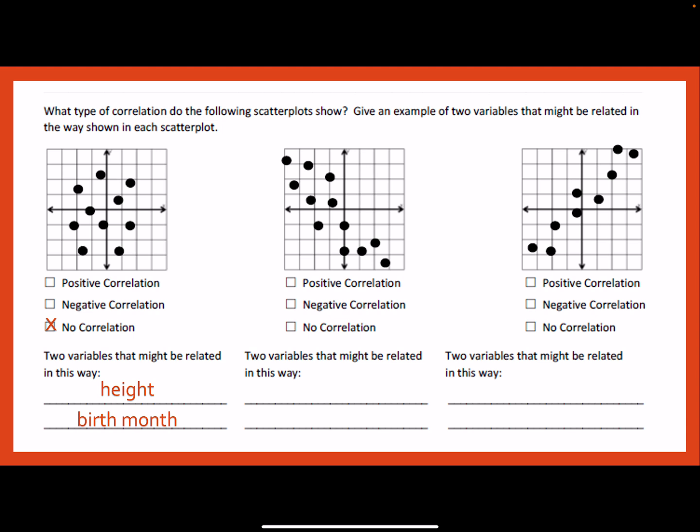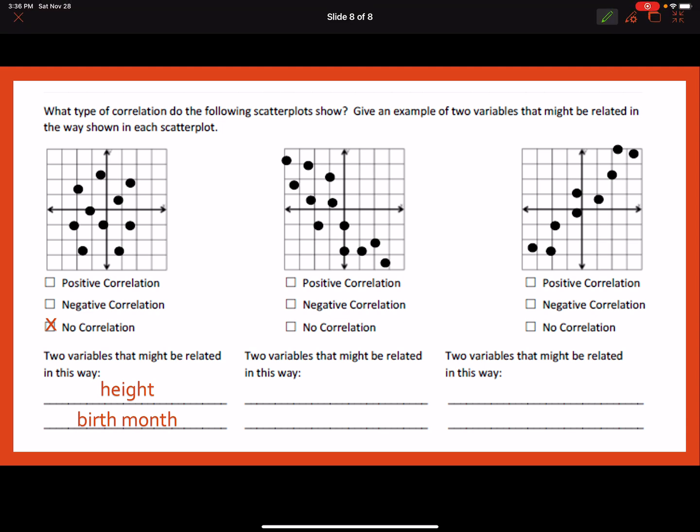The middle graph, do you see a trend or a line occurring there that they could be loosely based around? Okay, if you noticed, we could plot a line and it would be in the form of a decreasing line or a negative correlation. Two variables that might be related in this way, example, number of F's and time spent on homework. The less time you spend on homework, the greater number of F's you will receive.